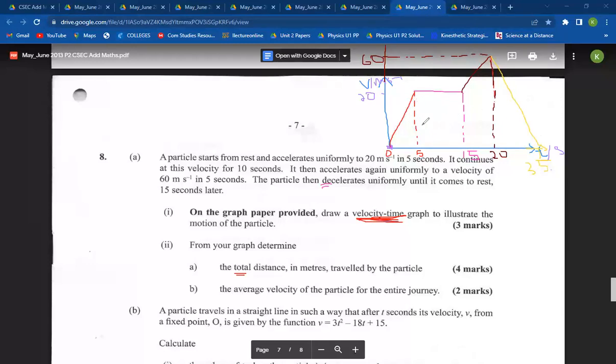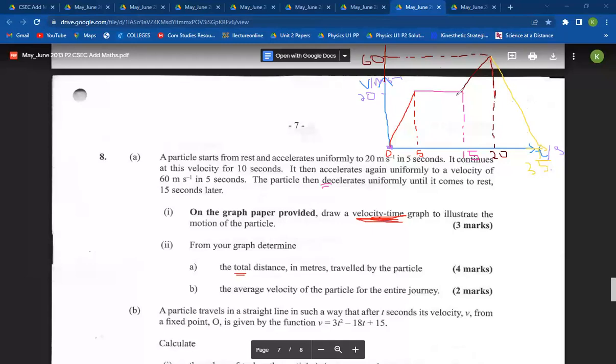Okay, so I can see this is a triangle. I know how to find the area of a triangle, so that's okay. This is a rectangle. I know how to find the area of that. This is a trapezium. I also know how to find the area of this. And then this again is a triangle. Easy. Find the area for each one of these sections, add them, that is your total distance. That is it. Okay?